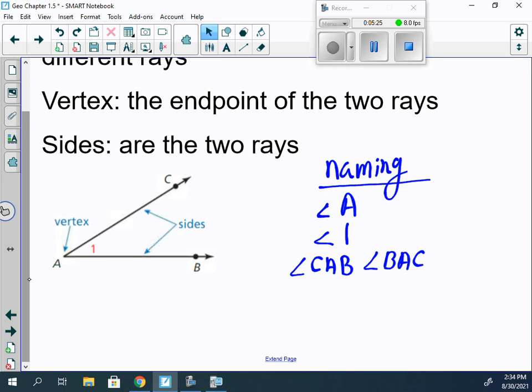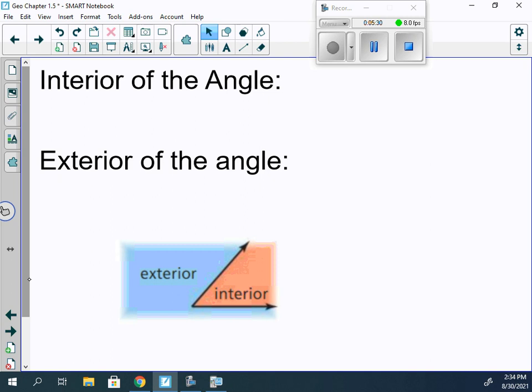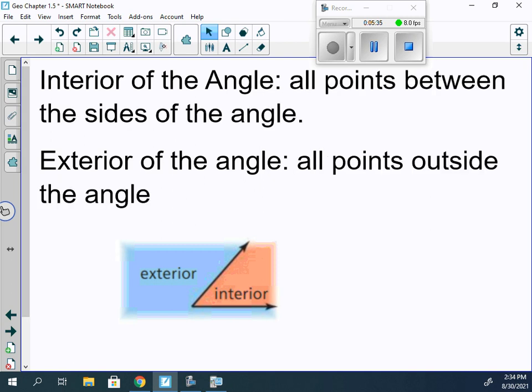Any other questions on this here before we move on? Okay. Next one we have is the interior and exterior of an angle. The interior of the angle is all points between the sides of the angle. It's all the stuff inside the angle. The exterior of the angle is all the points outside. Exterior is going to be the outside. Interior is the inside. And we really consider it to be the inside of the angle if it's less than 180 degrees, a straight line.